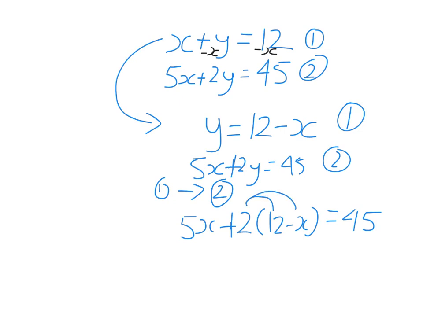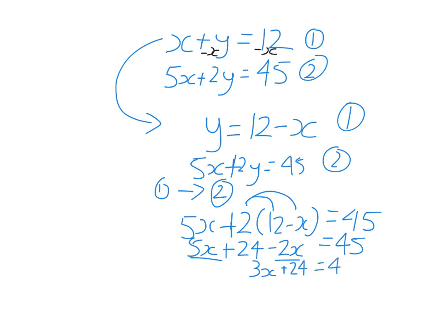I'm going to use the distributive law. So I've got 5x. 2 times 12 is 24. 2 times negative x is negative 2x. Equals 45. 5x and minus 2x, they are like terms. So I get 3x plus 24 equals 45. So you know what to do from here. Subtract 24 from both sides and divide each side by 3.